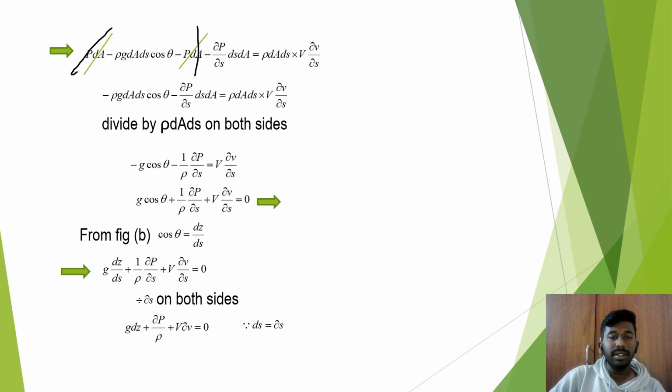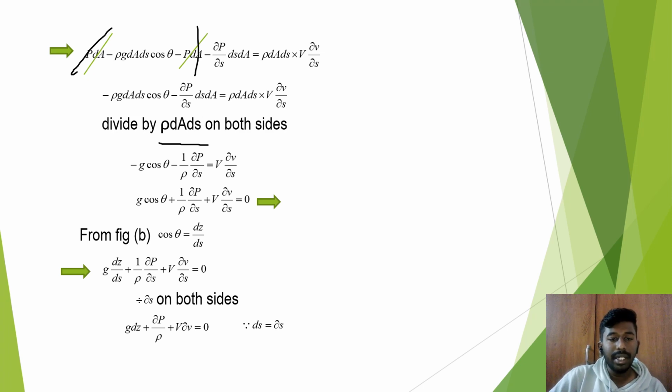Now by dividing rho dA ds on both sides, we get minus g cos theta minus 1 by rho into del P by del s is equal to v into del v by del s. Now taking all the terms on the same side, we get g cos theta plus 1 by rho into del P by del s plus v into del v by del s is equal to 0. Now from figure B, we know that cos theta is equal to del z by del s. By substituting this in the above equation, we get g into del z by del s plus 1 by rho into del P by del s plus v into del v by del s.